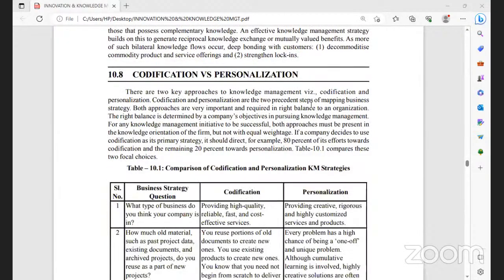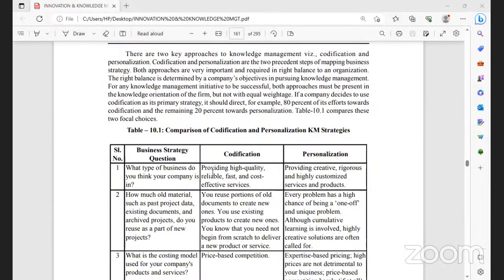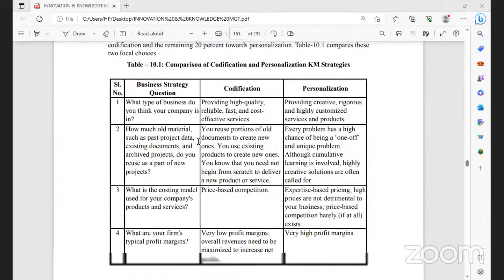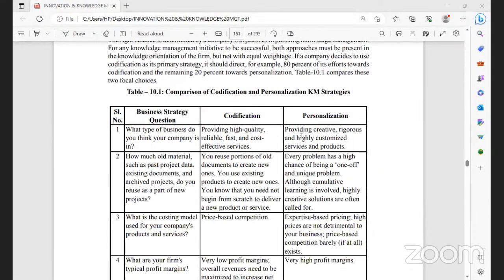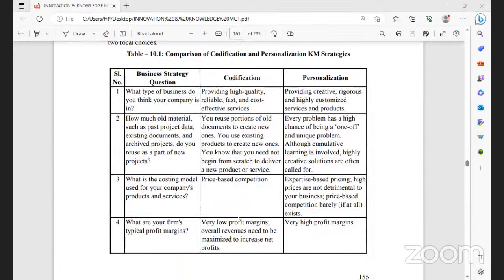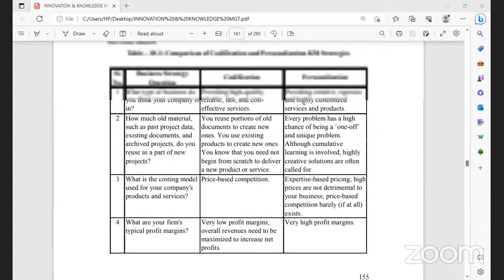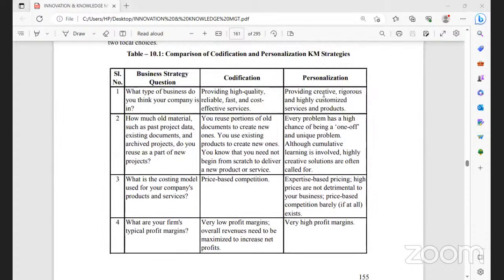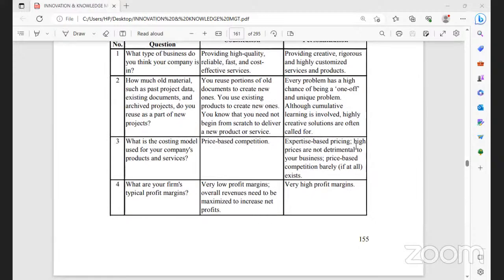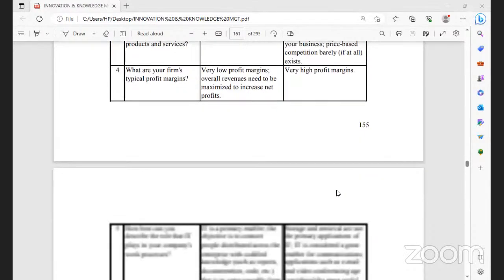The next topic is codification versus personalization. Here we have several business strategic questions related to codification and personalization. Related to codification: providing high quality services, price-based competition, and very low profit margins. Related to personalization: producing creative, rigorous service, where a problem can be solved, expertise-based pricing, and very high profit margins.